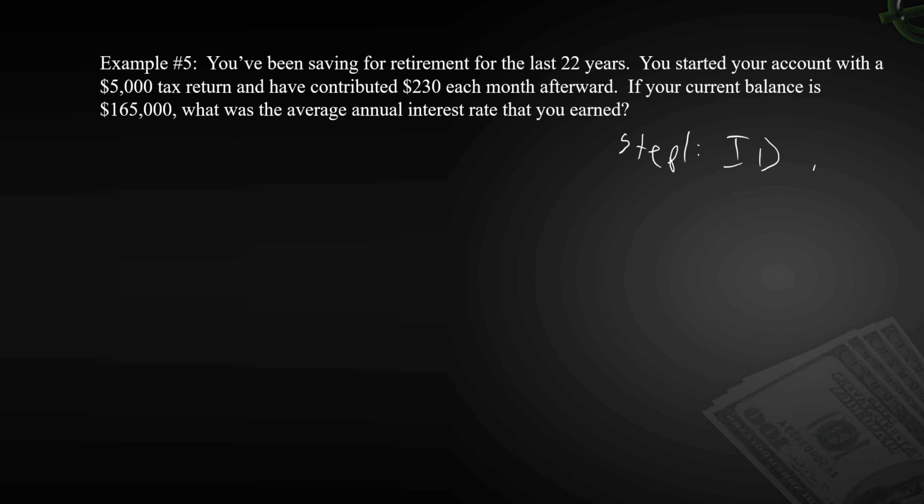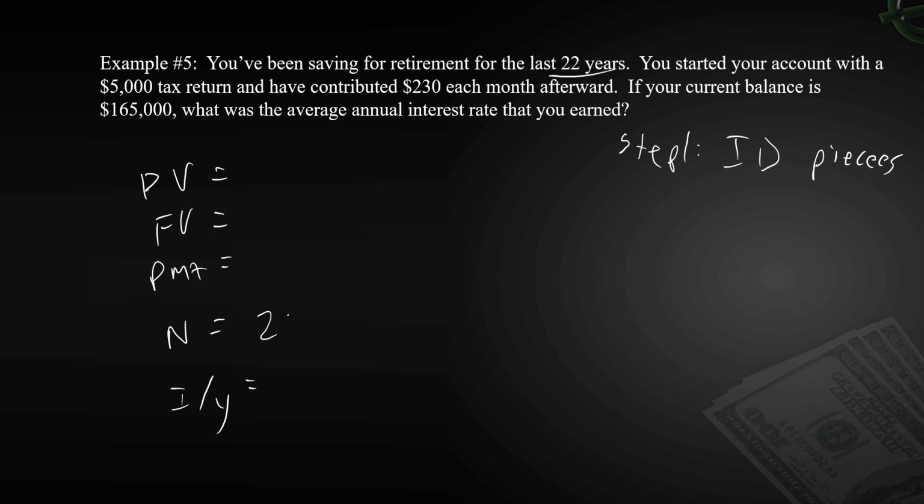Identify the pieces. Okay, so present value, future value, payment, and interest rate. Okay, 22 years, that's pretty straightforward. That's our time. Okay, we're looking for the interest rate, right? That's what the question's asking us. What was the interest rate?